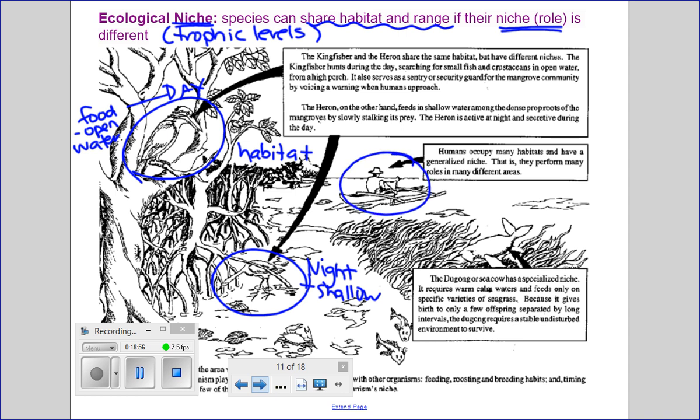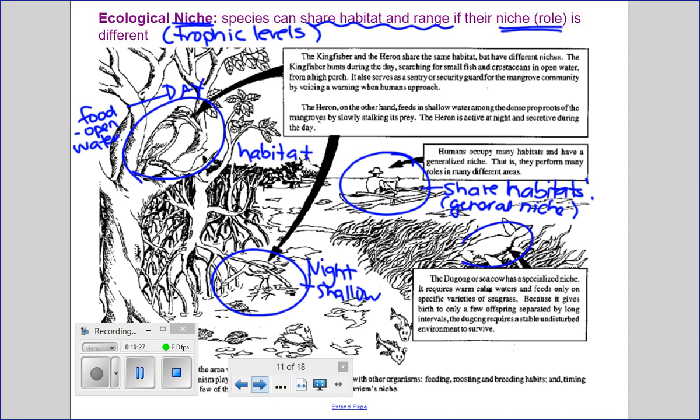Now over here, we have a human. Humans share habitats with a ton of things. And that is because we have a very general niche. We do a lot of things. And so because we can be a different part of the food chain depending on which organism we're relating to, we can share habitats with lots of other species.